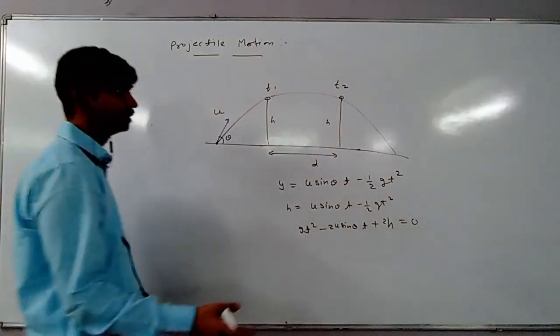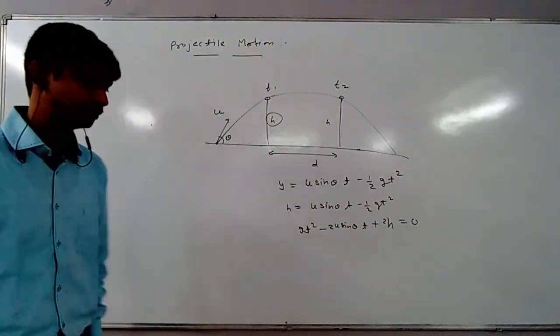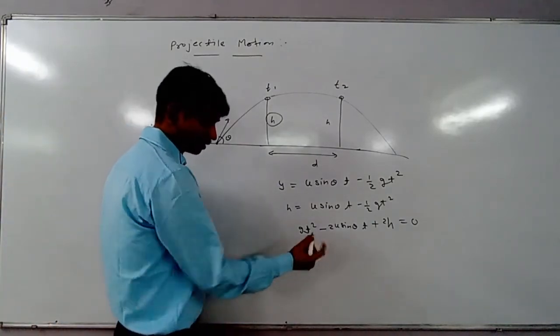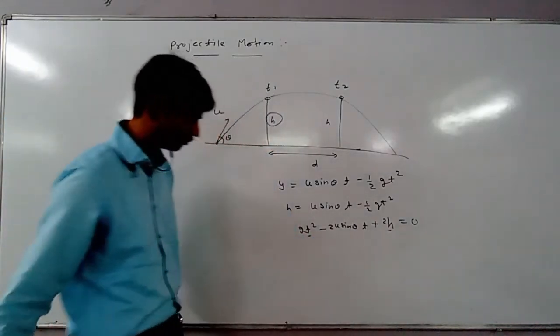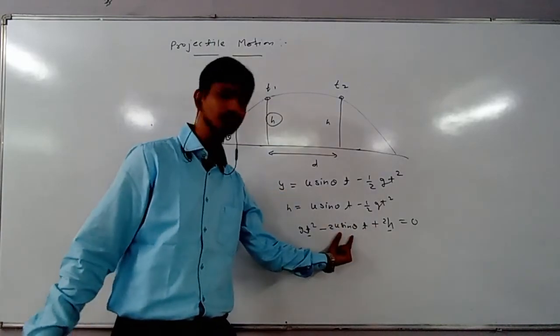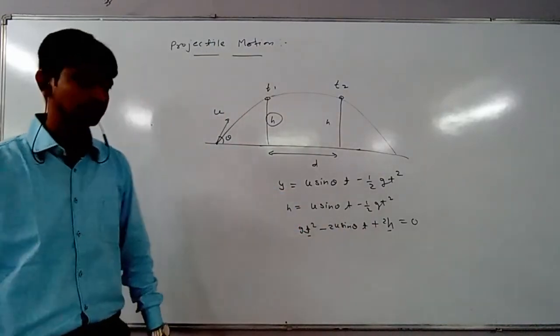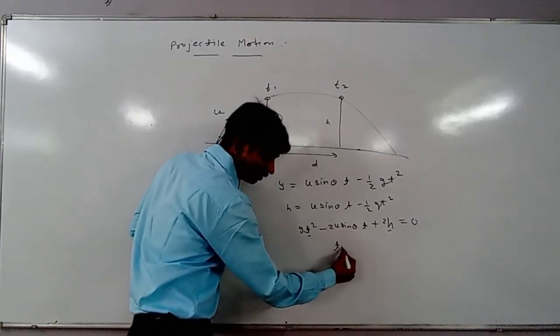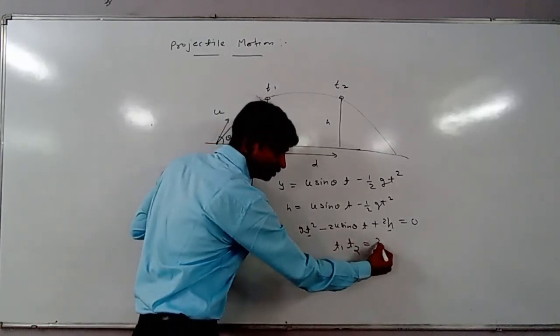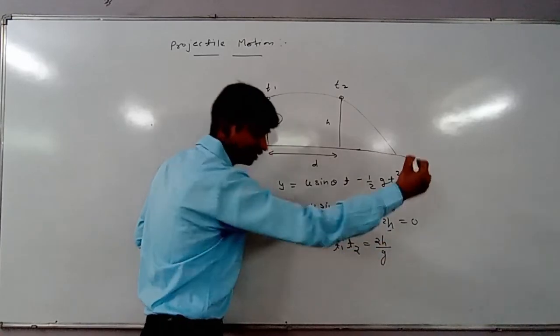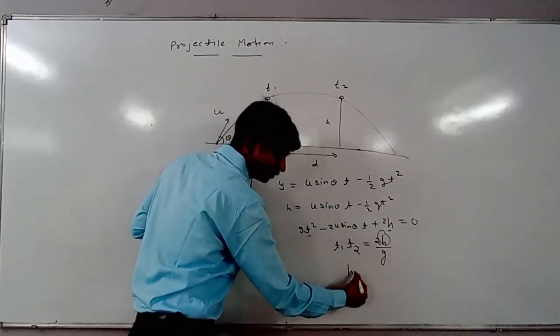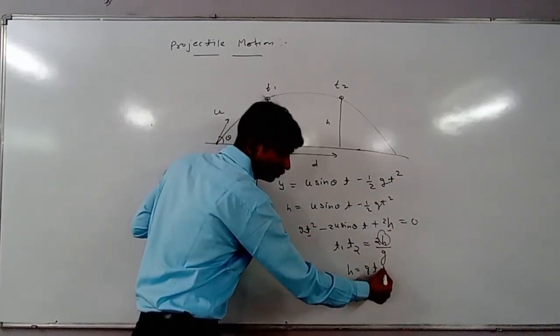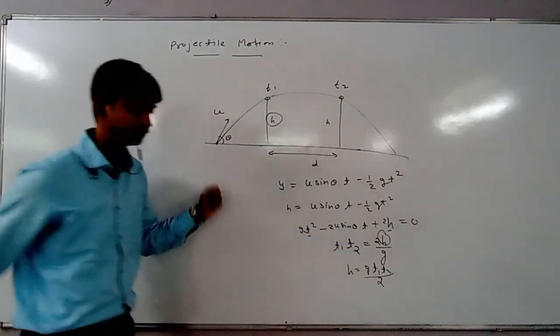What we need to find? Value of h. How will you find? How can we write this term without using u, because u is not given? Right. Product of roots t1 into t2 is equal to 2h by g. So basically h is equal to g t1 t2 by 2. Okay.